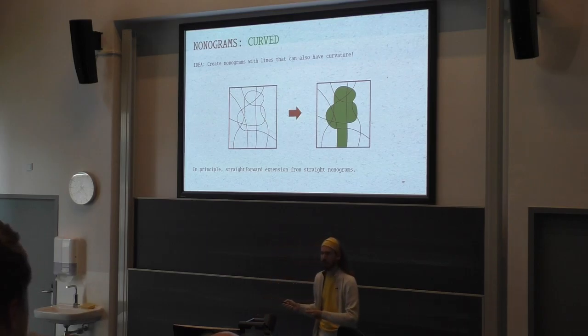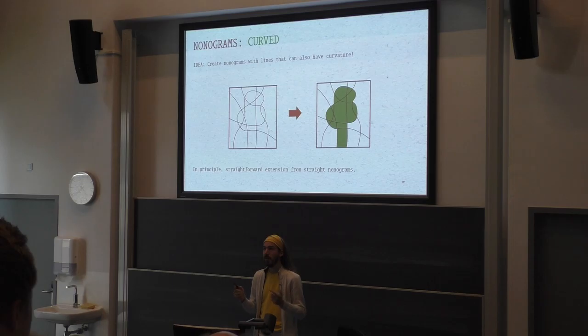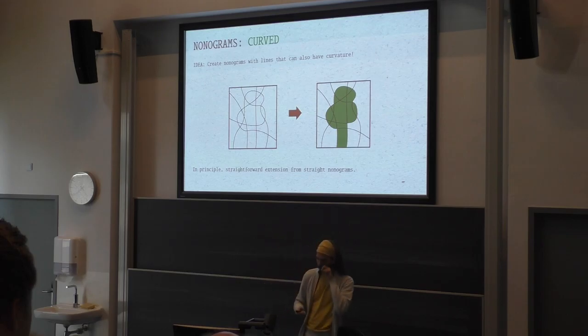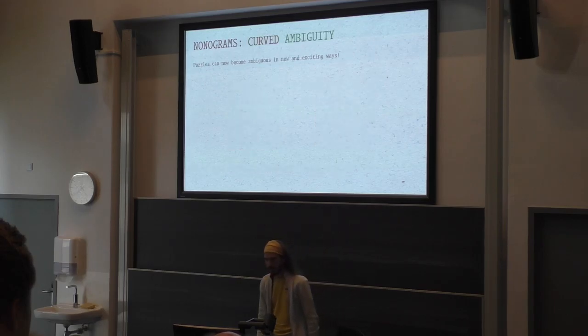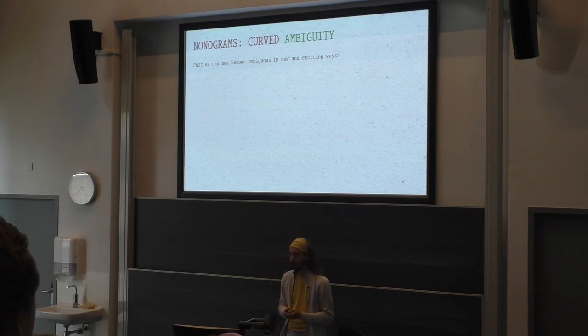The advantage is that if I have curved lines, then I might be able to always avoid those triple intersections. Because if I'm about to hit an intersection, I just make a little detour and no more intersection. The problem is that the potential for ambiguity is also increasing.